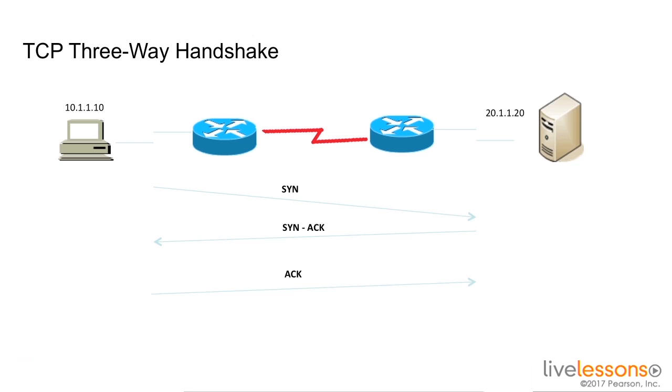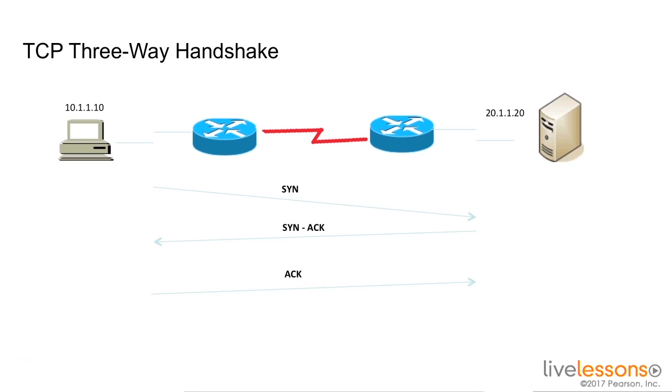The final response back from the client is an ACK. The client sends an ACK back to the server. The sequence number is set to the received acknowledgement value, and the acknowledgement number is set to one more than the received sequence number. At this point, both client and server receive an acknowledgement of the connection.